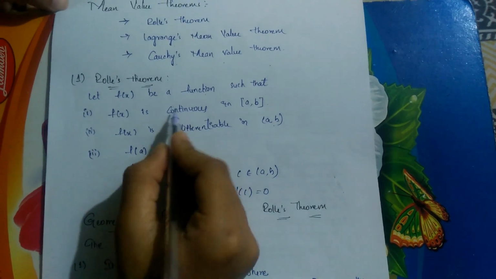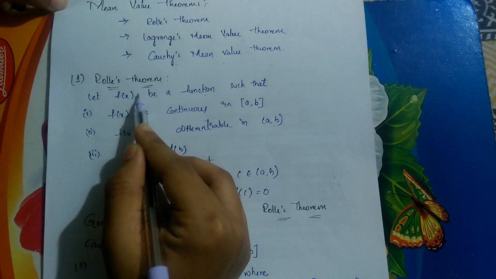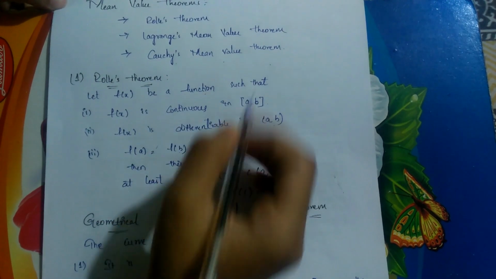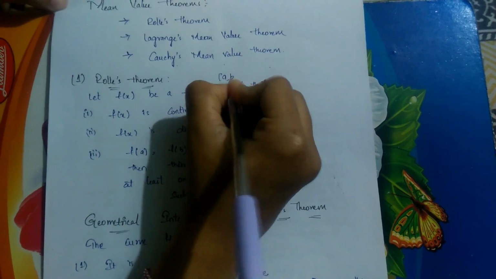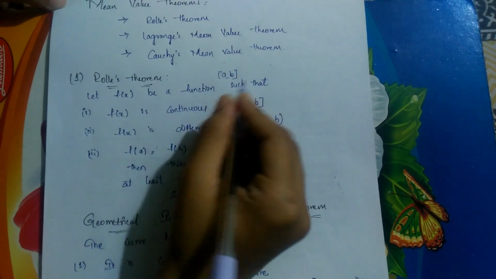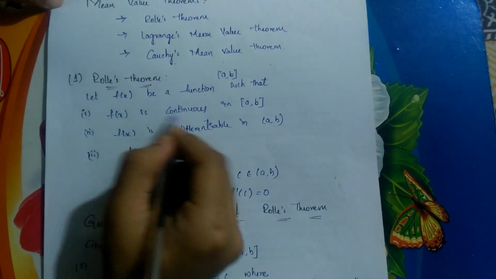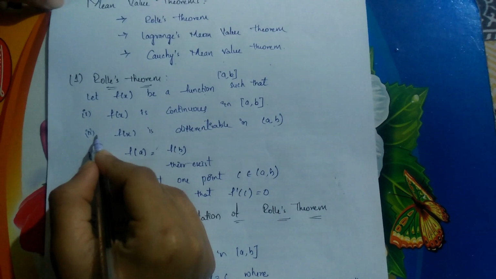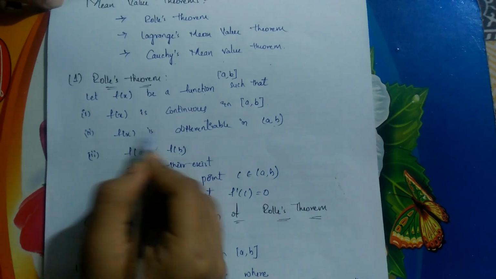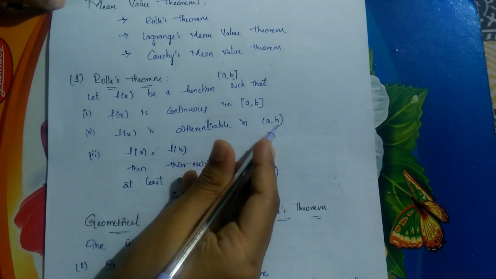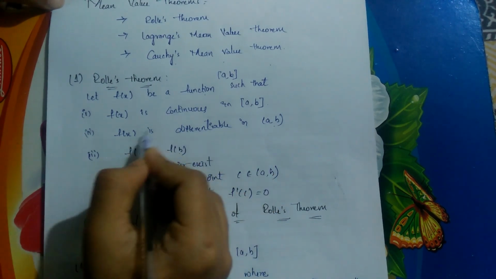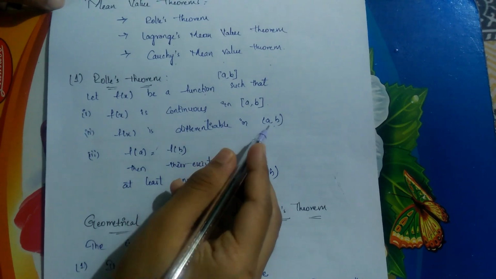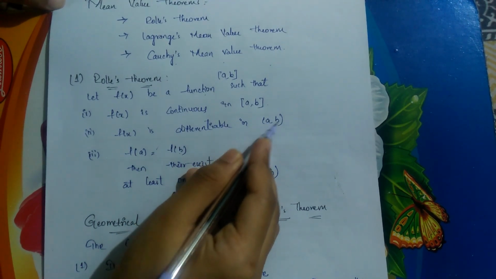The first condition is that the given function f of x should be continuous in a given interval, and the interval will also be given. So in that interval the function should be continuous. It means there should be no breaks. The second condition is that the function should be differentiable in the open interval (a, b). The derivative should not be equal to infinity for all x belonging to (a, b).